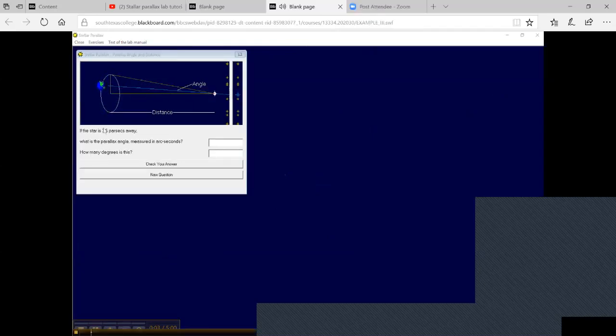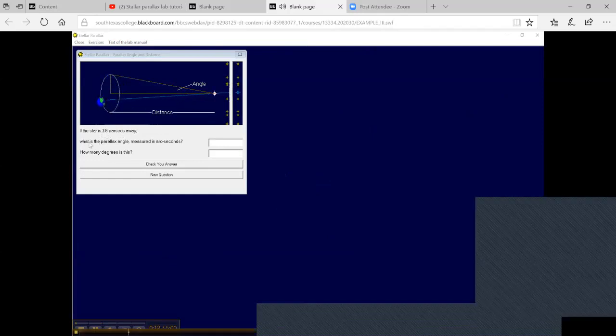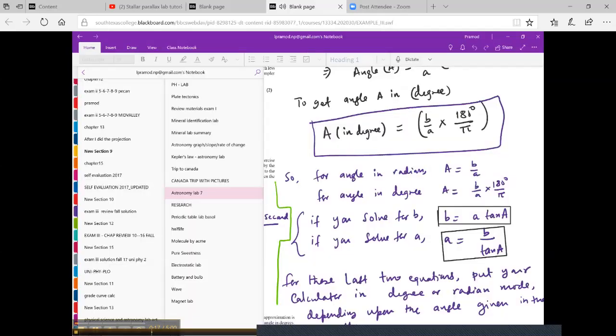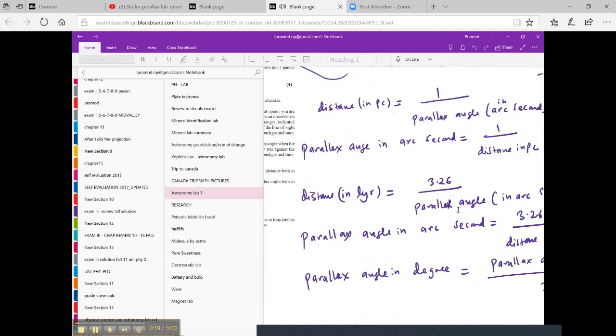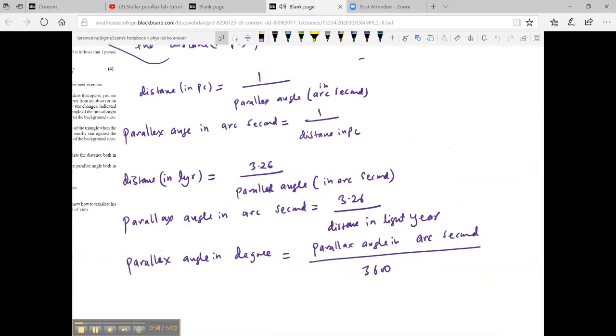They give you 3.6 parsec. The star is 3.6 parsec distance away, and then they are asking for the parallax angle in arcseconds. So I can show you the equation here. If you are looking for the parallax angle in arcsecond, you can just divide 1 over distance in parsec. Right here, you can see.